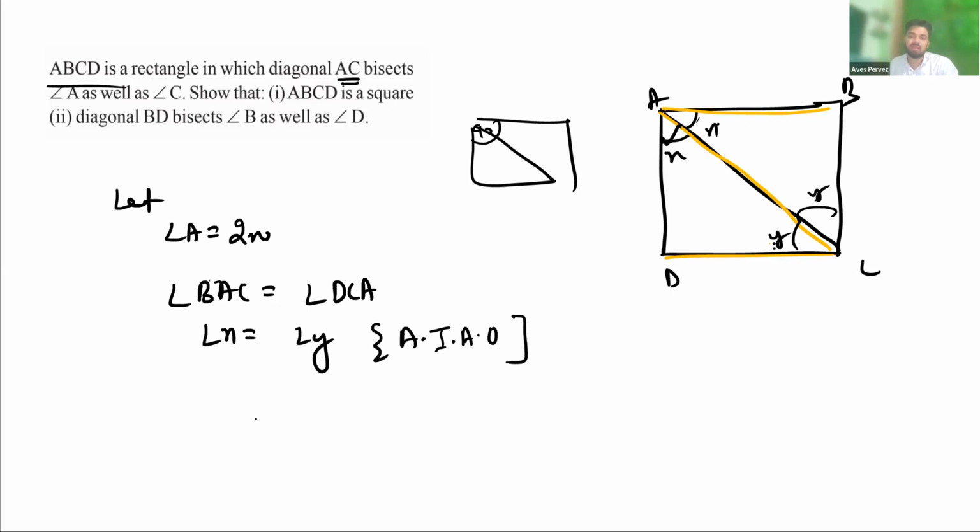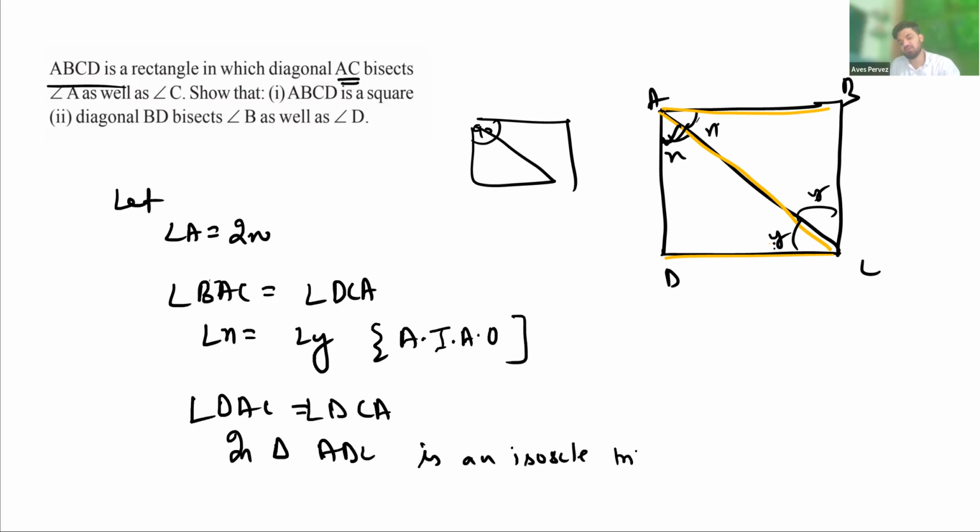So you can write here that angle DAC is equal to angle ACD, or DCA. DAC is equal to angle DCA. Okay, if this becomes equal to this one, then we'll say that triangle ADC is an isosceles triangle in which AD is equal to DC. AD is equal to DC. Now you understood? Yes, sir. Okay.